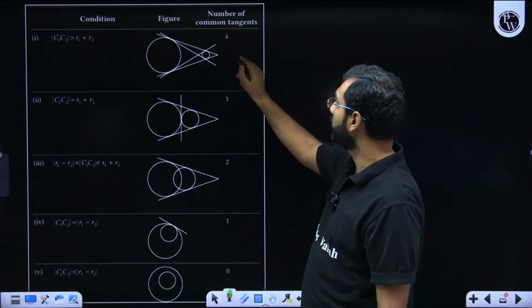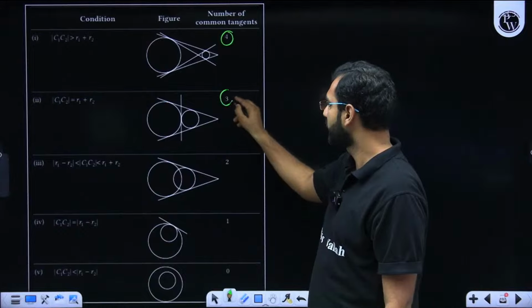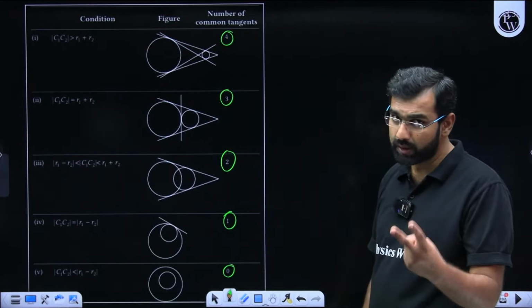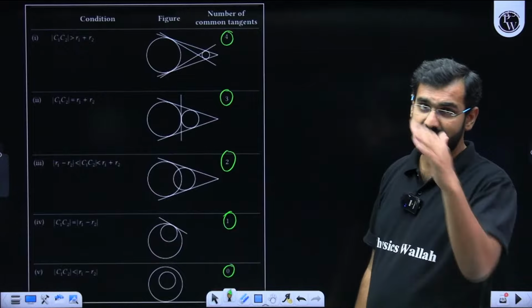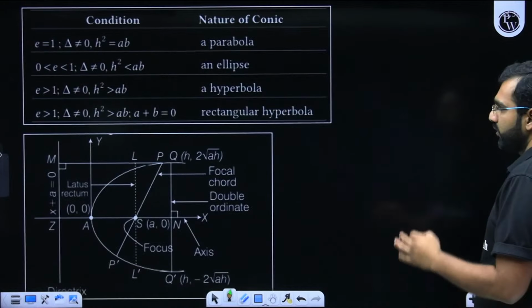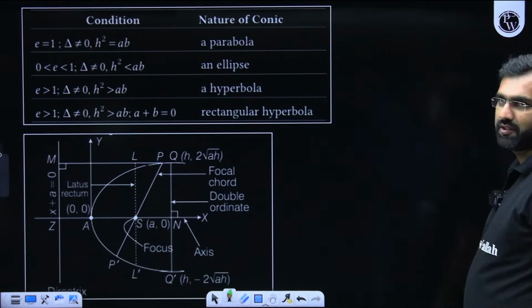And we can talk about the number of common tangents as well: 4, 3, 2, 1, 0. You all can see it. So there are two types of common tangents, direct common tangent and transverse common tangent. I hope you remember that. There is a formula as well for direct common tangent and transverse common tangent.